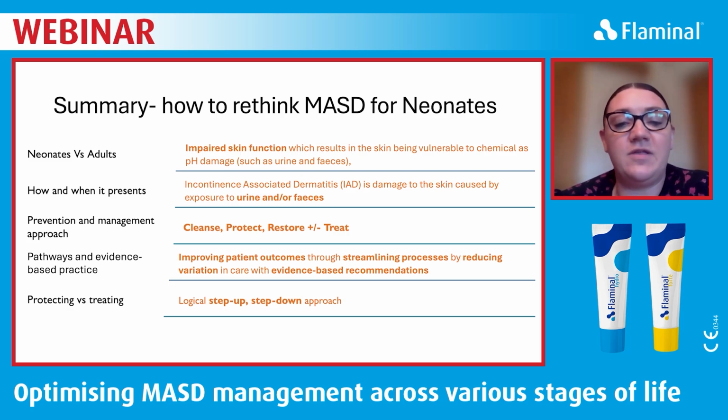And having that pathway that's able to look at both protecting and treating will ensure that we've got that logical step up and step down approach. So again, reduce that confusion to the clinicians or even the parents of which pathway is it that I need to use. This allows that easy transition up and down that step-by-step process of healthy skin all the way up to severe IAD for them to follow and implement as and when best suited for that patient's skin.